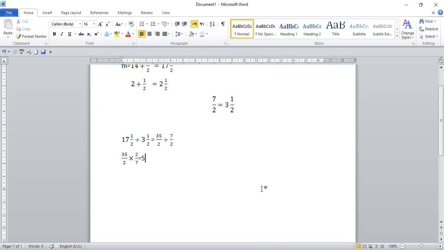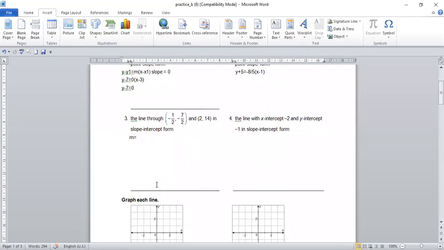70 over 14. Okay, so that's also going to give you a 5. So the slope, this is all for the slope. I don't know why this many steps, but this was all for the slope. Now that we have found the slope is 5, we can put that back in the formula. So slope for this is 5. Fine. So we need it to be written in slope intercept form.